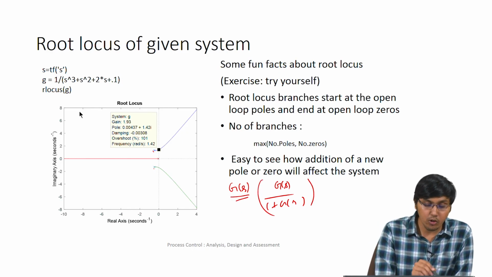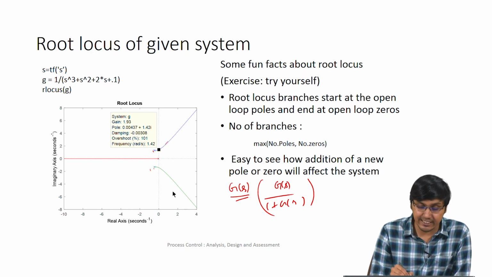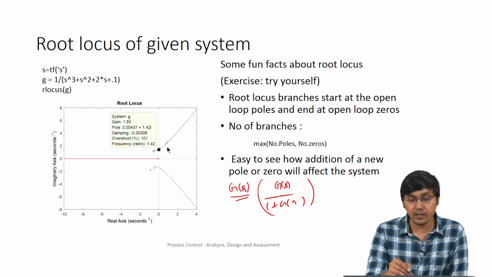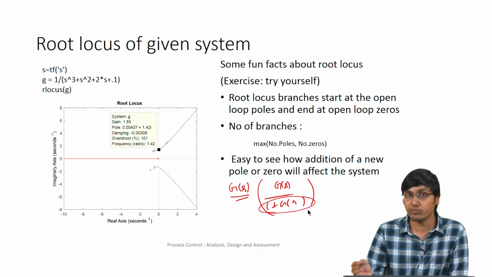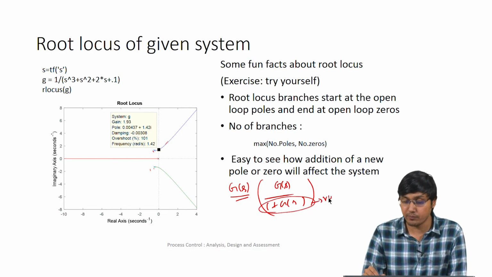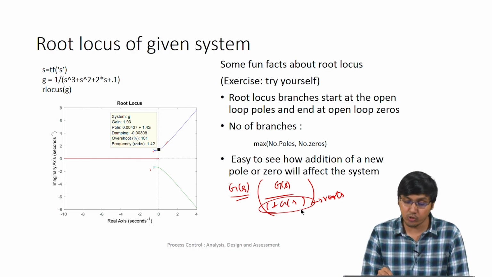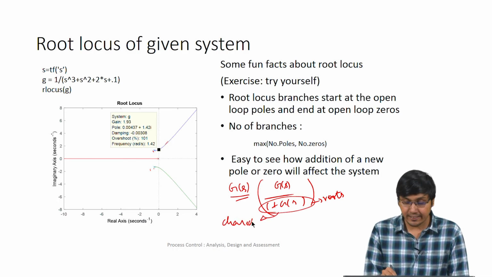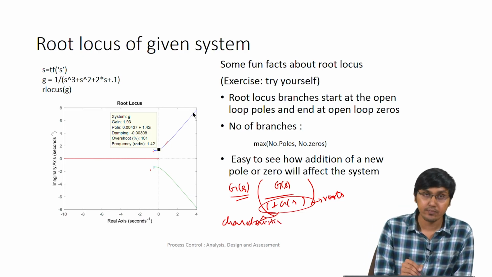Now these trajectories or lines mark how the closed loop poles are changing. If you can find the roots of the denominator, which, you might recollect, is also called the characteristic polynomial, that is called the root locus, how the roots move. So it shows the roots of the characteristic polynomial.